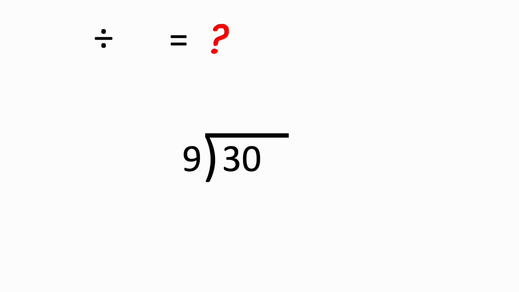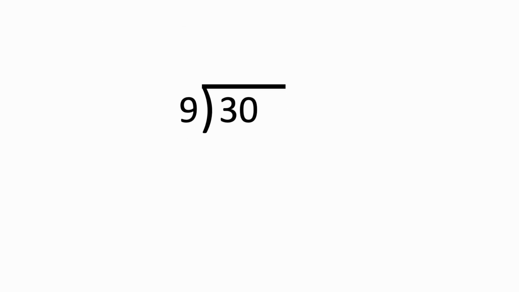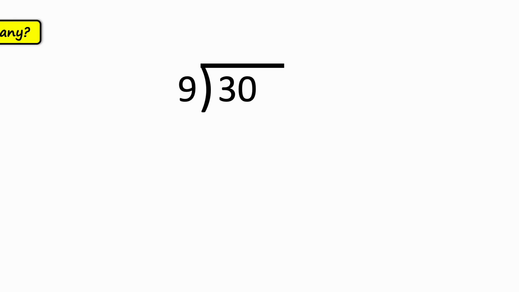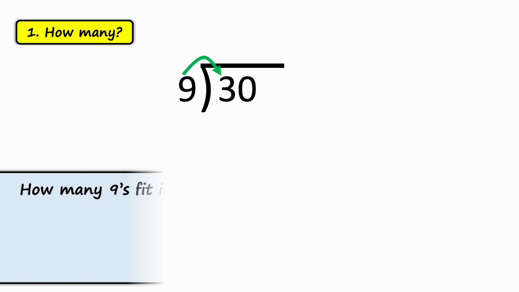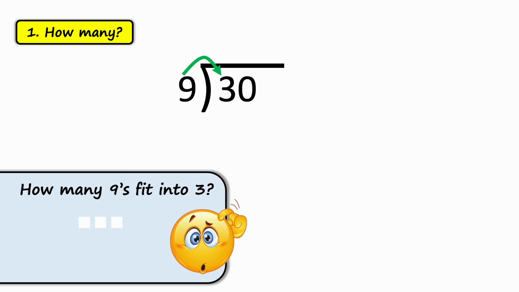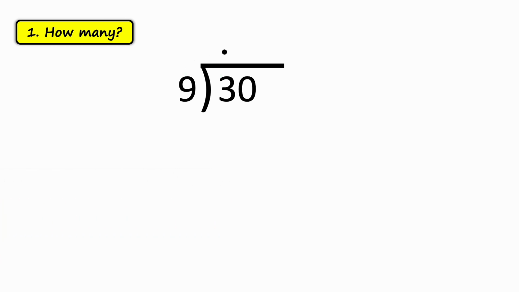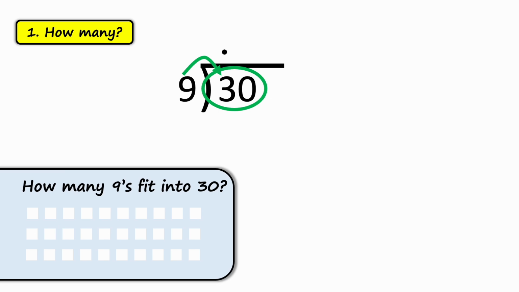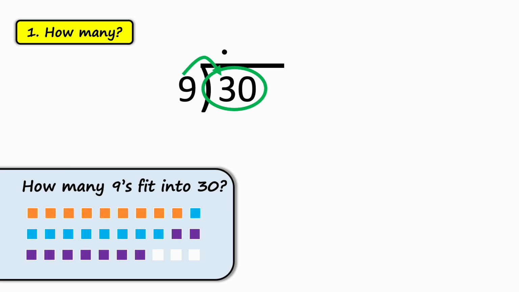Now we are ready to start. The first step is to ask how many? How many 9s fit into 3? And we can see that 9 cannot fit into 3. So we're going to just place a little dot above the 3. Then we ask ourselves, how many times can 9 fit into 30? And we can see that 9 fits into 30 3 times.